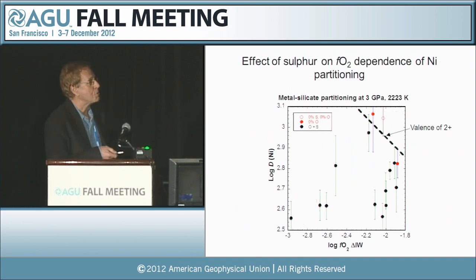So this is now a plot again of log D for nickel versus oxygen fugacity, and we saw earlier that all the data should lie along a line defining a valence of 2+. For samples in which the metal contains no oxygen and little sulfur, these red symbols here, they lie close to this line, but all the other data here lie an order of magnitude or up to an order of magnitude below it. So clearly sulfur and/or oxygen are having a big effect on the partitioning of these elements.